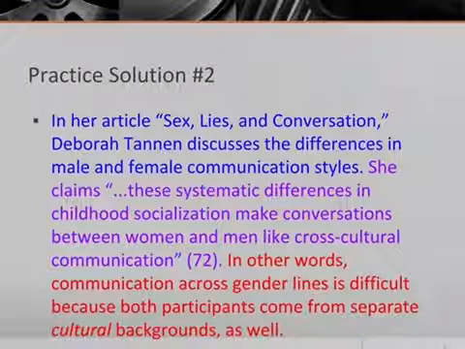In her article, Sex, Lies, and Conversation, Deborah Tannen discusses the differences in male and female communication styles. She claims these systematic differences in childhood socialization make conversations between women and men like cross-cultural communication, page 72. In other words, communication across gender lines is difficult because both participants come from separate cultural backgrounds as well.